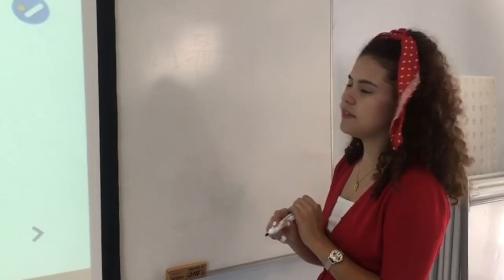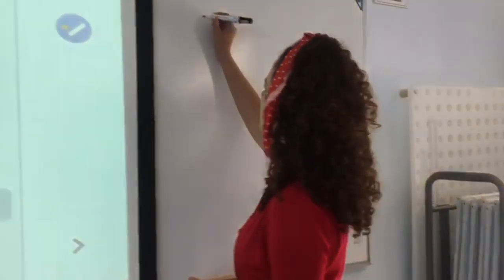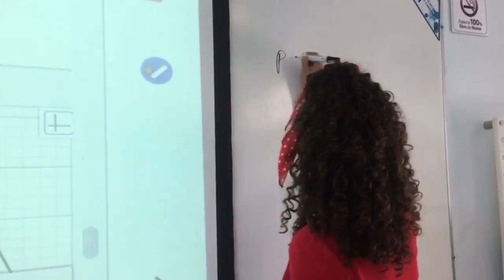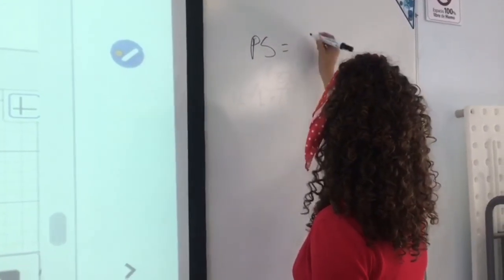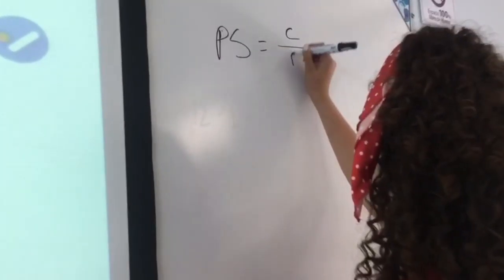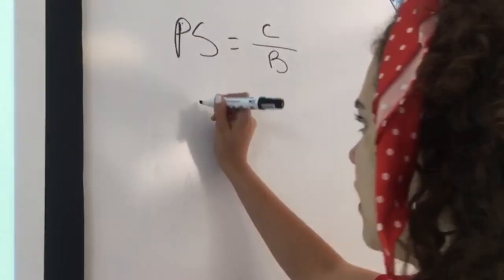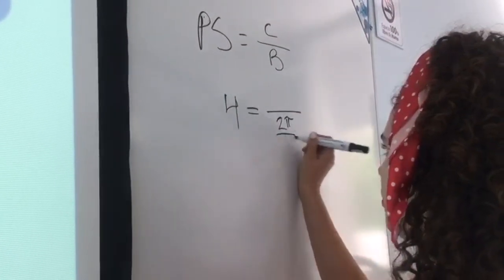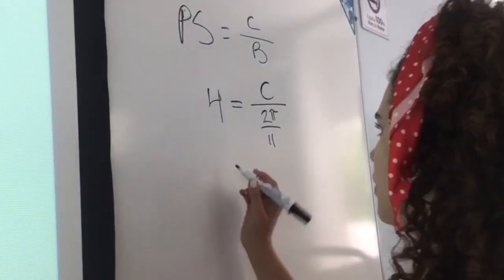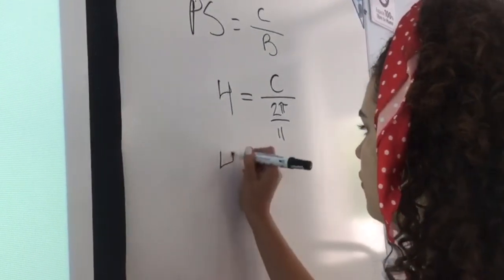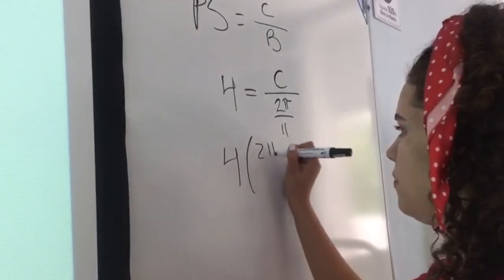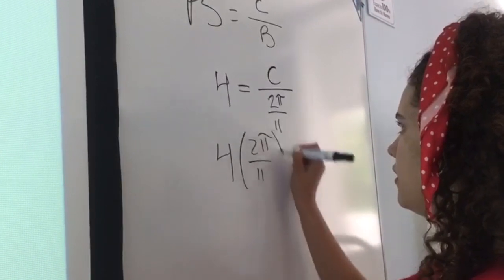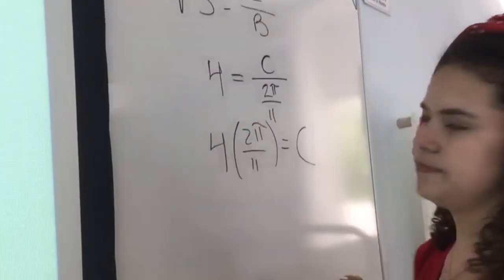The fourth step is to solve for c. So we can use the phase shift, since we know that it is c over b. We know that the phase shift, due to the previous slide, is 4. We know that b is 2 pi over 11. Therefore, we can say that 4 times 2 pi over 11 equals c.